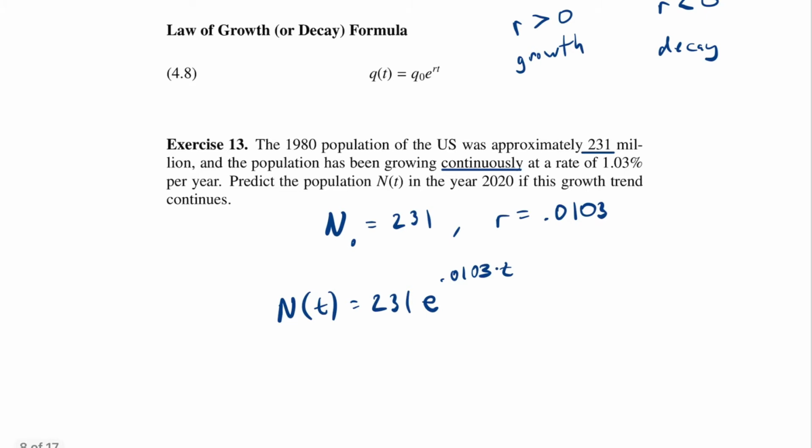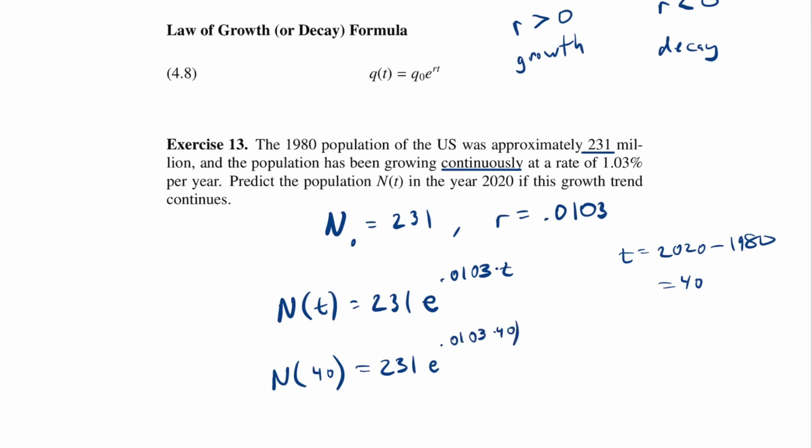We know that t represents the number of years since the beginning of the model to the year that we're looking for. So we need to find the difference between 2020 and 1980. 2020 minus 1980 is equal to 40. So t is 40. So N of 40 is going to be 231 e to the 0.0103 times 40.